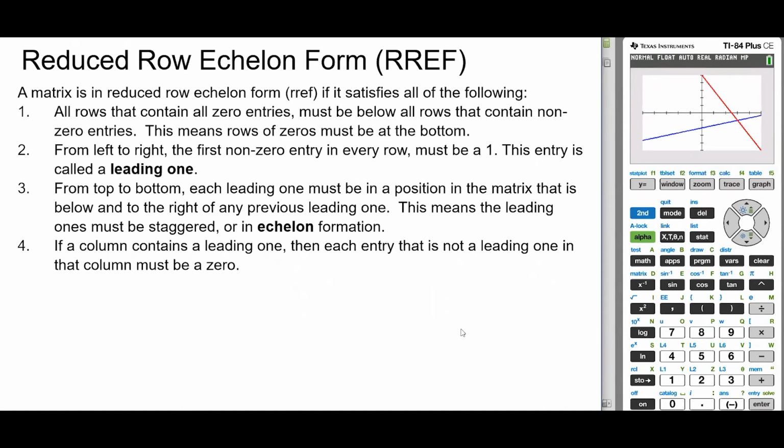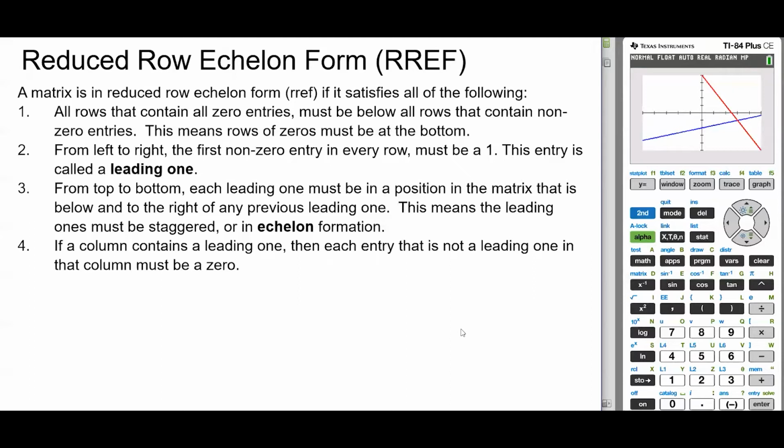So when we are row reducing a matrix, we need to know what the end game is. We need to know when we can stop the row reduction. When have we done enough? And we know we've done enough if we get the matrix in a particular form, and we call it reduced row echelon form, or for short, we use RREF.